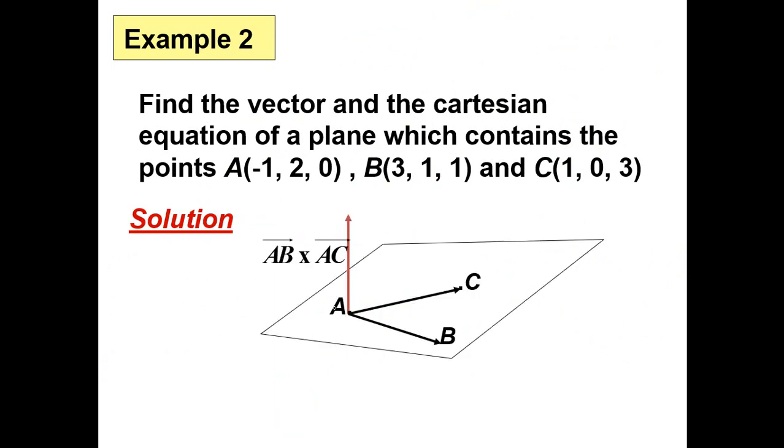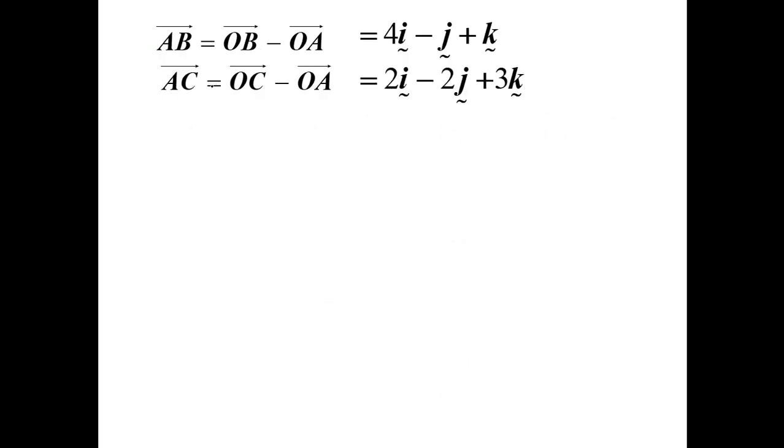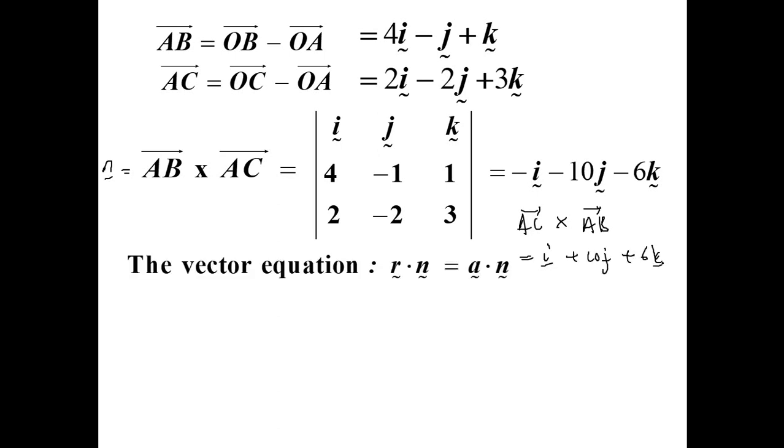Now here, find vector AB cross vector AC, and the normal. Find AB, vector AC, then find N, vector N. Do the determinant. You get the negative. If you find vector AC cross vector AB, you get positive I plus 10j plus 6k.